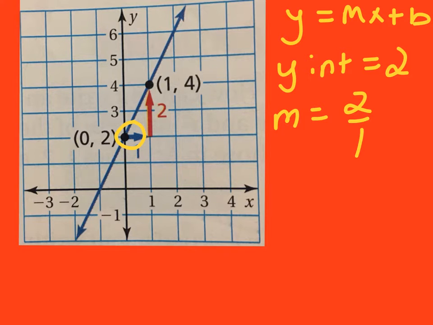And now we just got to put it into slope-intercept form. So we're going to write it as y equals 2x, and then our y-intercept, which is a positive 2. And that's our answer.